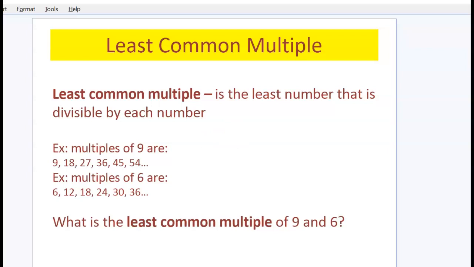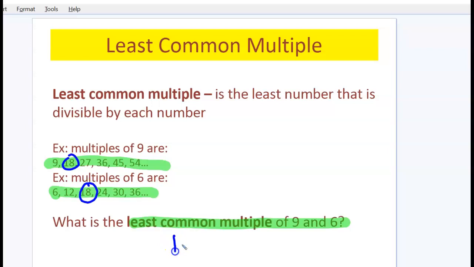numbers. So for example, if I wanted to find the lowest common multiple of 9 and 6, I would look at the multiples of 9, I would look at the multiples of 6, and then I would look at the smallest number that is common to both. And if we look at that, 18 is the first number that shows up in both lists. So 18 would be the lowest common multiple of 9 and 6, meaning 18 is the smallest number that both 9 and 6 divide into evenly.